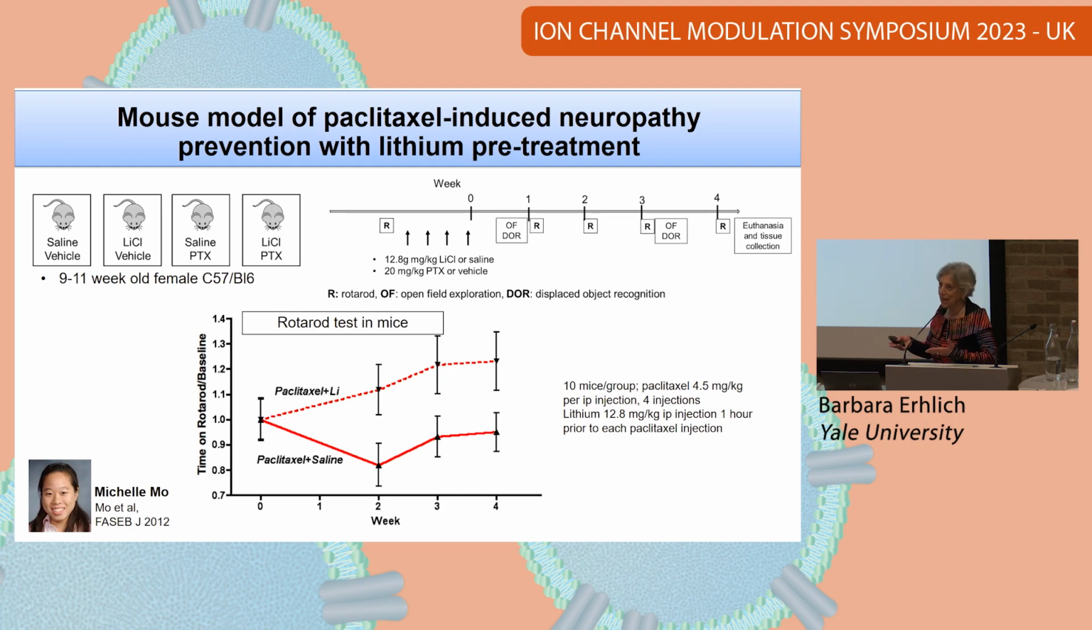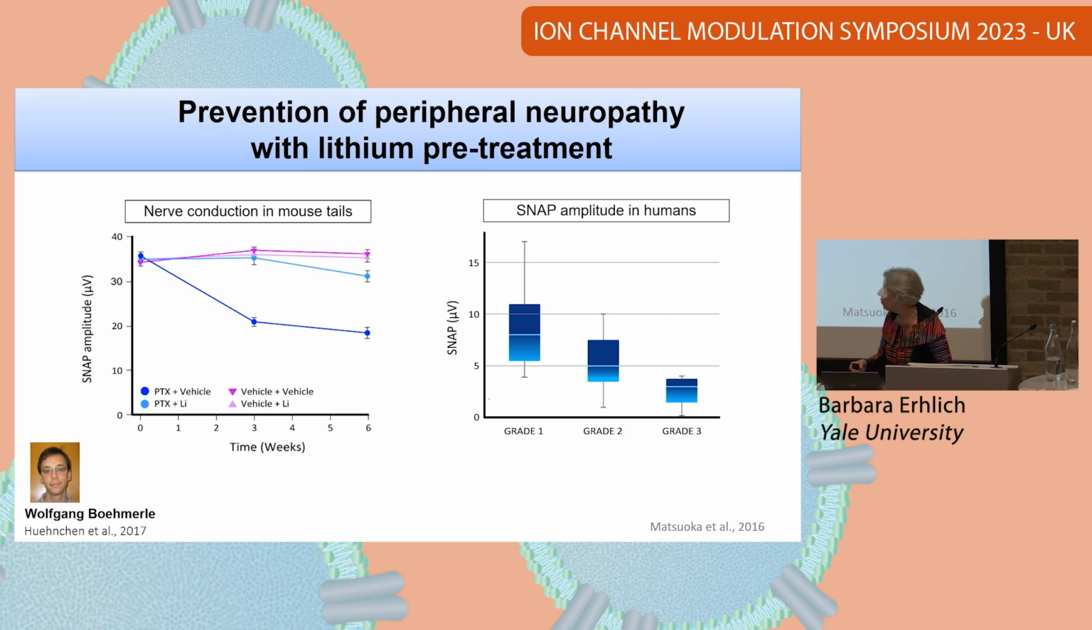Okay, this is a mixed assay. I already told you. We know it's not motor. So what we did was we did nerve conduction in the tail of a mouse. So this way we get a pure sensory effect. And this drooping curve is the paclitaxel only. This is looking at this sensory nerve action potential amplitude. So we get a droop, whereas if we have control, lithium or paclitaxel with lithium, we don't have the effect.